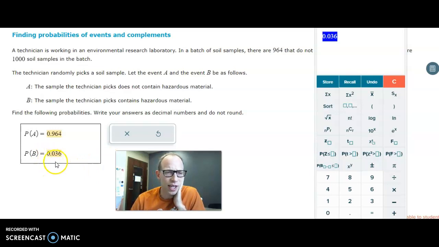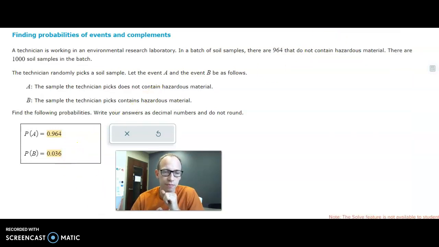And do watch your decimal here. I've seen so many times where a student will do 0.36 or 0.0036. I don't care if you have that leading zero or not, but make sure that between the decimal and the 3 you have exactly one 0 here. Okay.